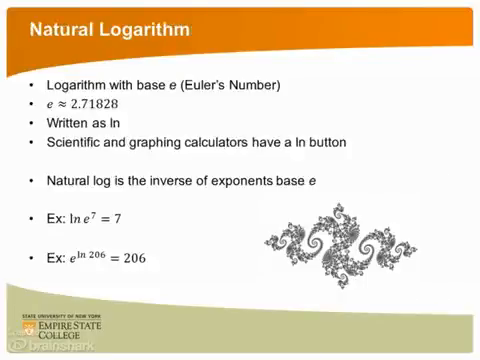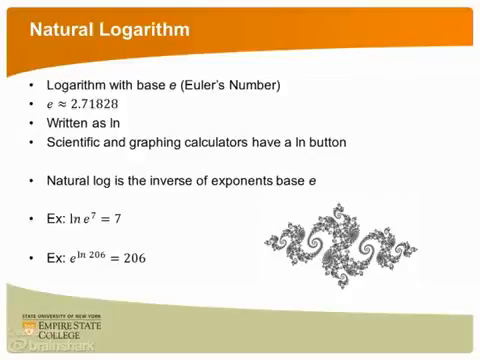The other special logarithm is the logarithm with the base e, which is Euler's number. There are various mathematical definitions for e, but it suffices to say that it is an irrational number that is approximately equal to 2.71828. This constant shows up in many real-world phenomena. The log base e is called the natural logarithm, denoted ln. Like the common logarithm, scientific and graphing calculators have an ln button.